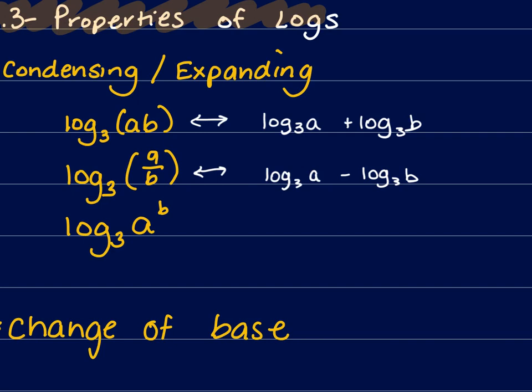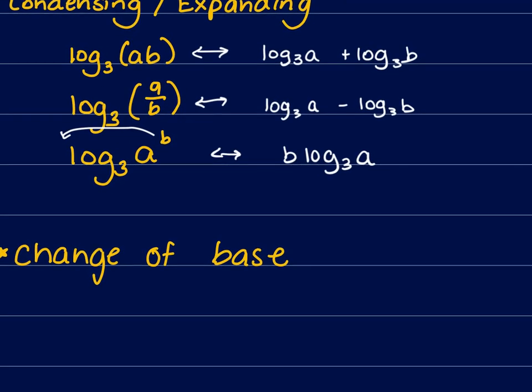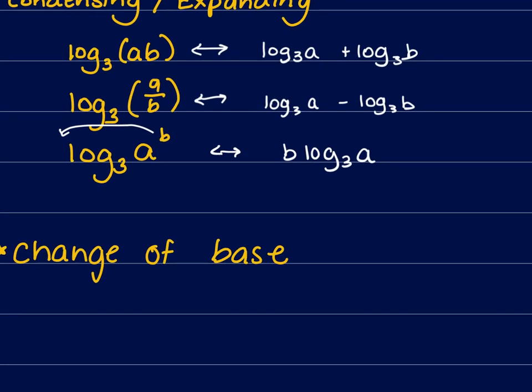And then the last property we talked about in logs was if it was raised to a power. So if it's raised to a power, that power gets bumped to the front. So this would be B log base 3 of A. And again, it goes both directions. If it's expanded, it means the B's on the front, and you would bump it to the exponent. Those required no calculator. Sometimes when we expand, we simplify. You want to pay attention to stuff like that.